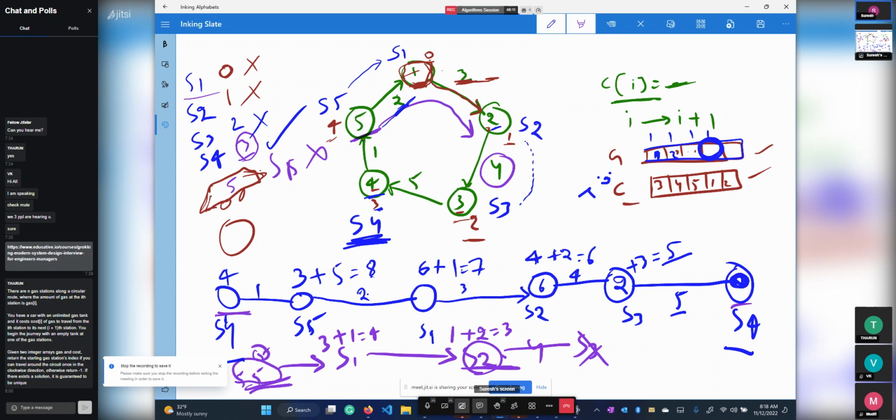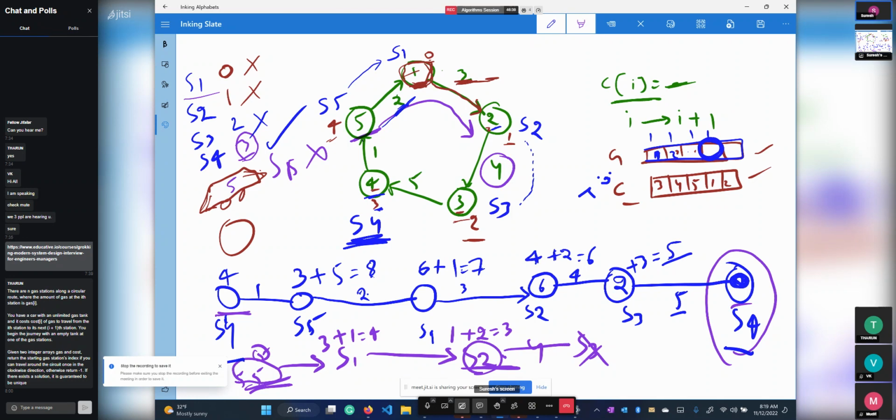So you start with a station, and if you ran out of gas and the starting and ending are not equal, you return. You try the next station, S2. S2 also ends in failure. You ran out of gas. S2 is not a correct starting station. S3, same thing. But with S4, you did not run out of gas, and also you reached your starting point. You reached where you started. So you can simply say that is the answer.